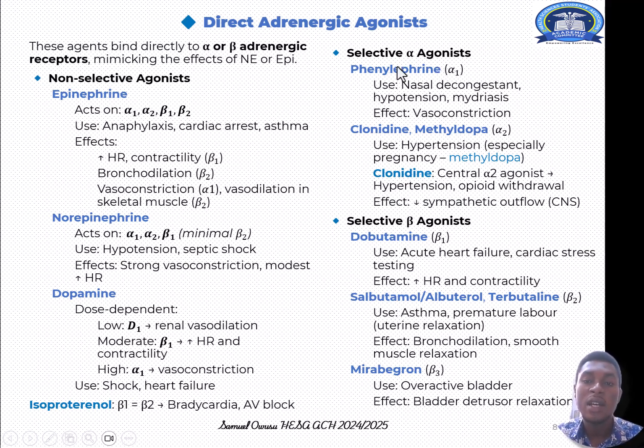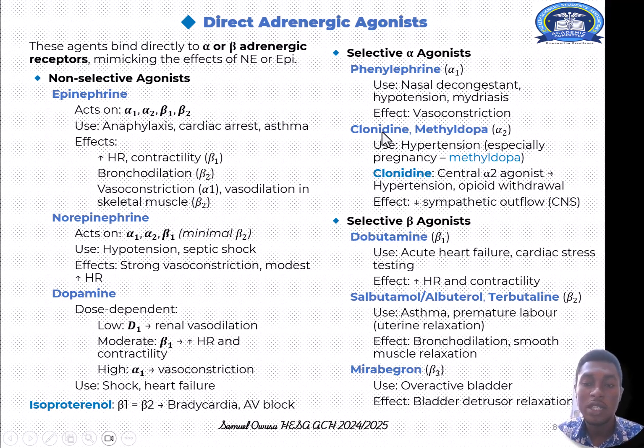Selective alpha 1 drugs include phenylephrine. This one is used in nasal decongestion, hypertension, and mydriasis. The effect is that it can cause vasoconstriction. Remember that for alpha 1 receptors, anything that is mimicking the action of norepinephrine will cause the vessels to constrict. Alpha 1, blood vessels constrict.